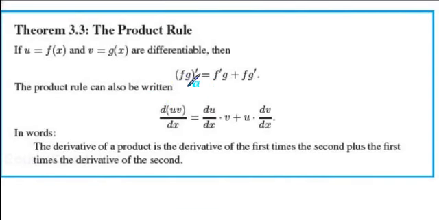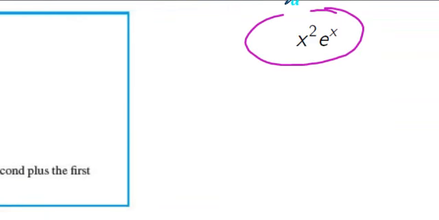When you have a function times a function, define its derivative. It's going to be f prime of g plus f g prime. What does that mean? Well, let's take an example right here. Here we clearly have a function times a function. We have x squared, which is a function, times another function, which is e to the x.